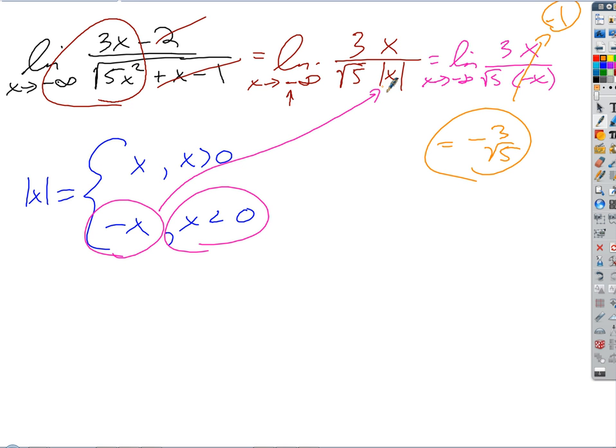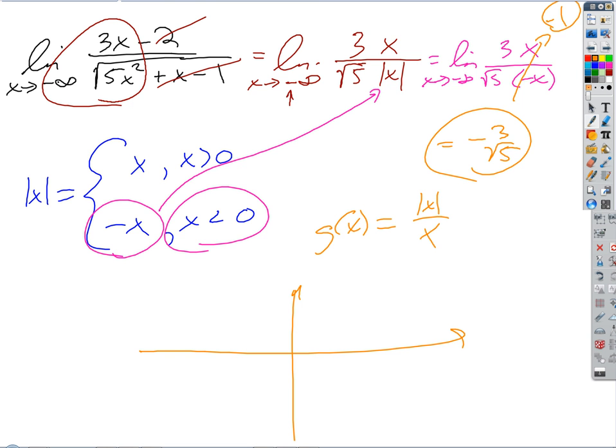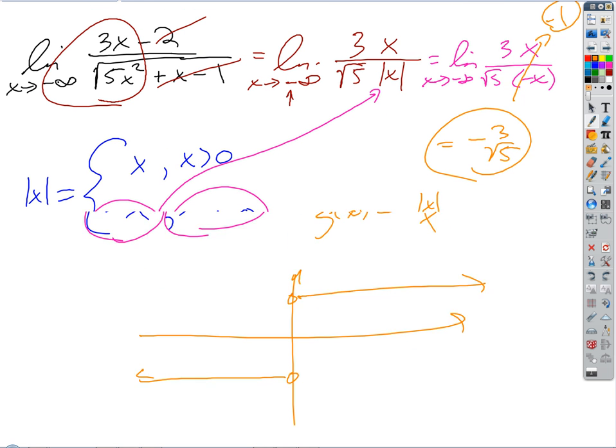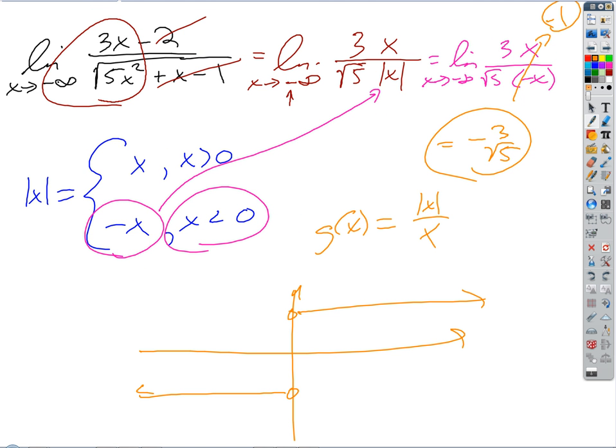Remember we looked at g of x equals either the absolute value of x over x or its reciprocal. Anybody remember what that function looks like? When x is positive, it's equal to 1. When x is negative, it equals negative 1. And so really all we're doing is multiplying that function by 3 over the square root of 5, right?